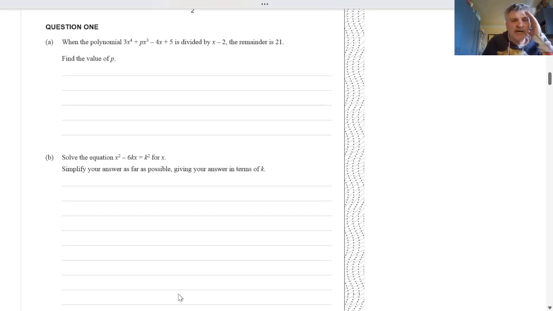Question 1, part A, says when a polynomial 3x to the power 4 plus p x to the power 3 minus 4x plus 5 is divided by x minus 4, the remainder is 21, and the question wants us to find the value of p. We've got a nice theorem for this, and the theorem is called the remainder theorem.